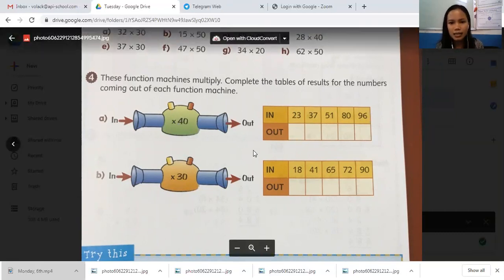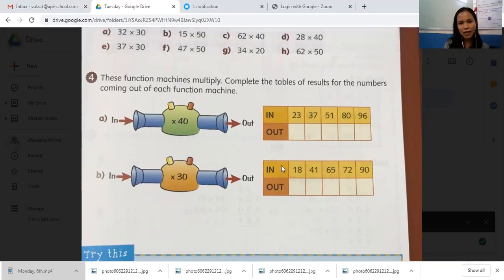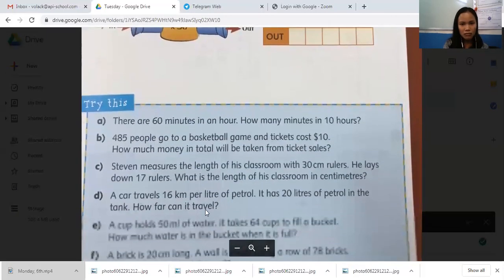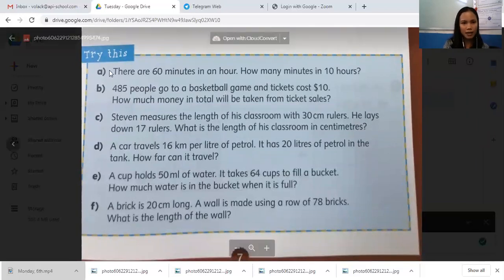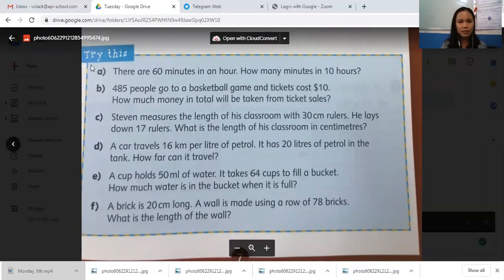51, 80, until 96. And then letter B in here, we have different numbers from letter A's exercise. And the number that we have to times it by is also different from exercise A. And then you write down the answer out here. I think you guys did this back then. I don't remember, but I think you guys did it already, and then it's easy for you. Try this. You have to do this.